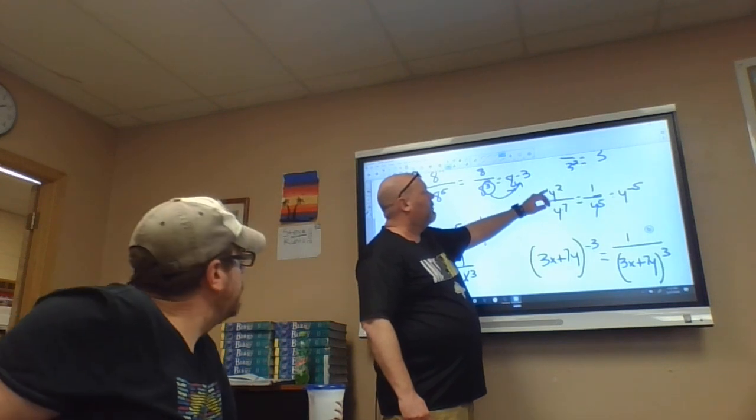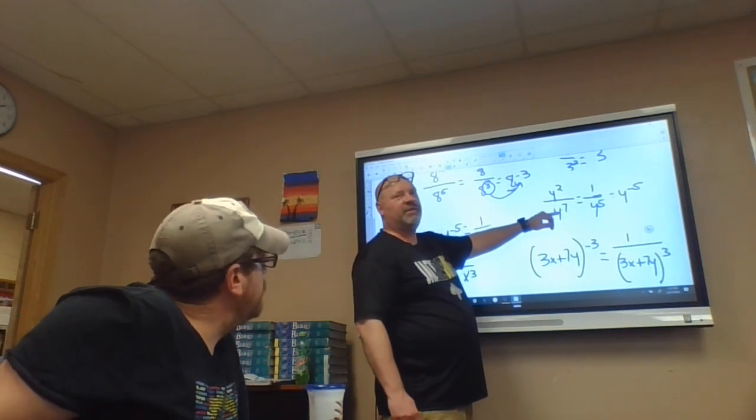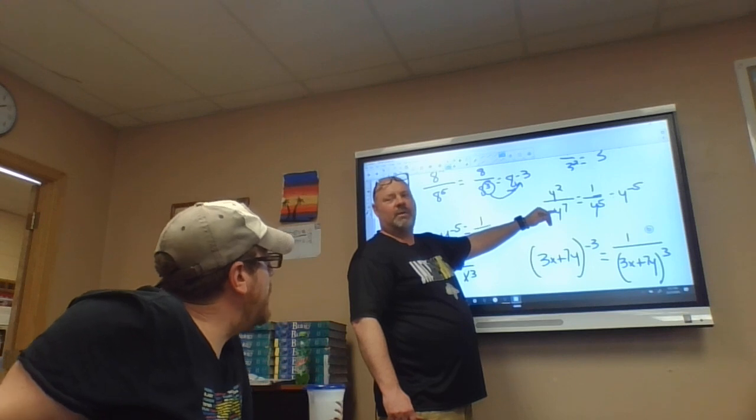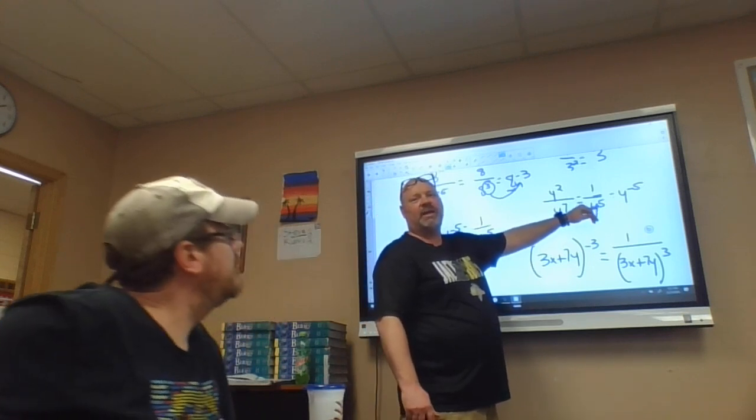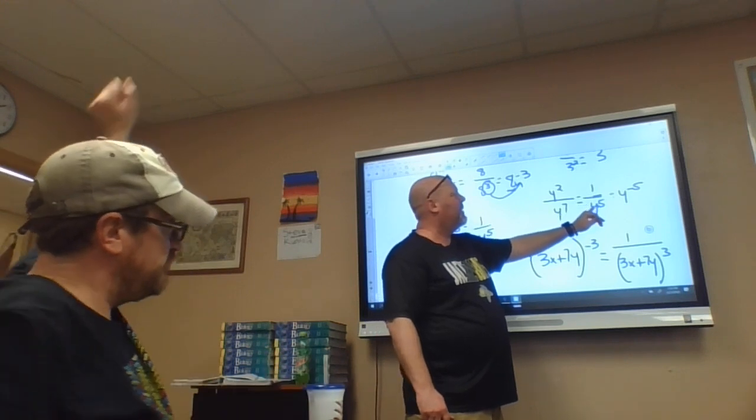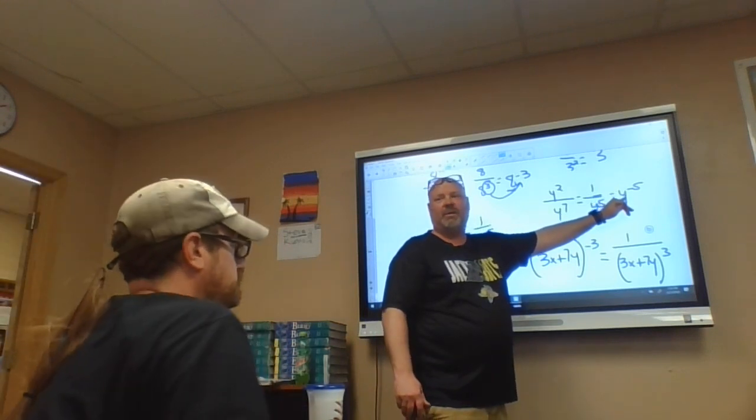Now, they may say I have y to the second over y to the seventh. Where do I have more y's? In the bottom. So I have y to the fifth on the bottom, right? And they say write that as a negative exponent. I write my base, and I just write a negative number in there.